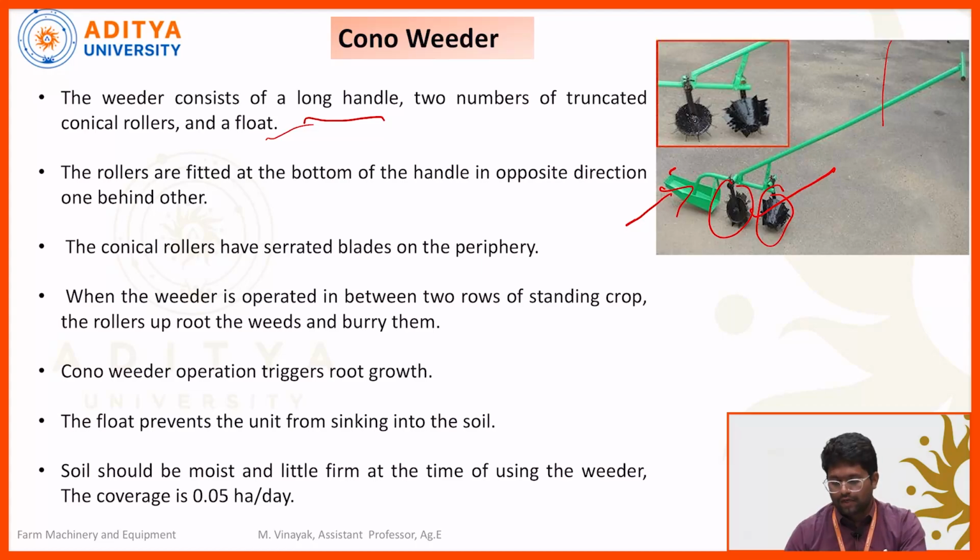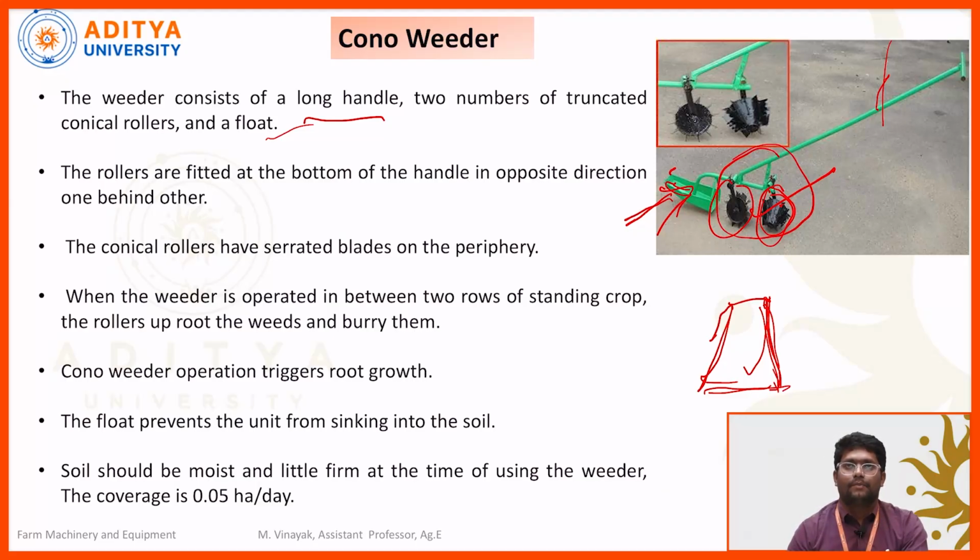truncated shape conical rollers. Okay, so the roller shape is like this, truncated rollers. This one is a handle, this one is a float. So what will happen in paddy fields, without the float, these entire truncated rollers will be submerged in the paddy fields. To avoid this, by using the float mechanism you can avoid submerging this implement into the soil.